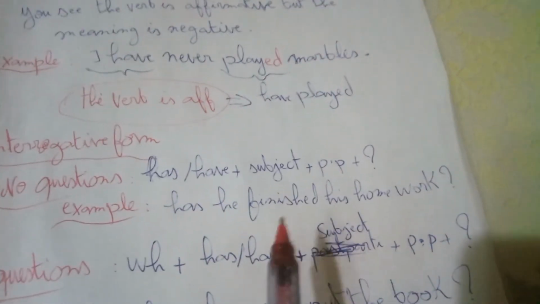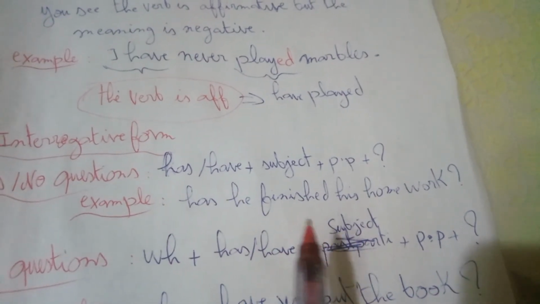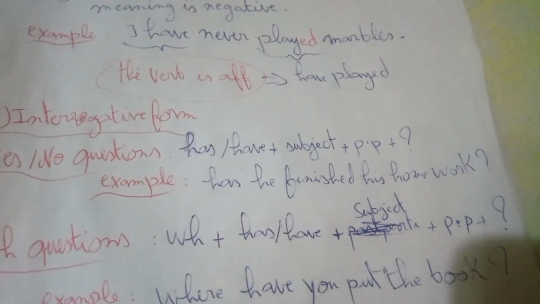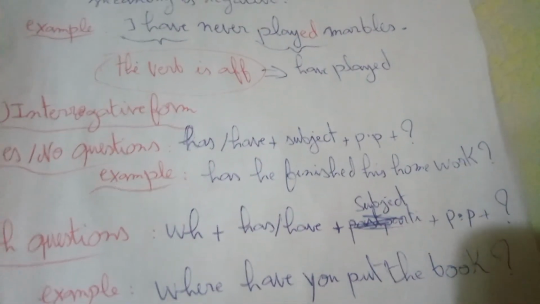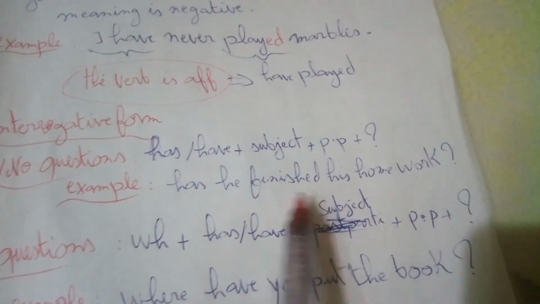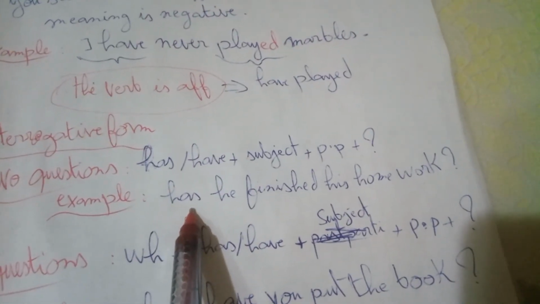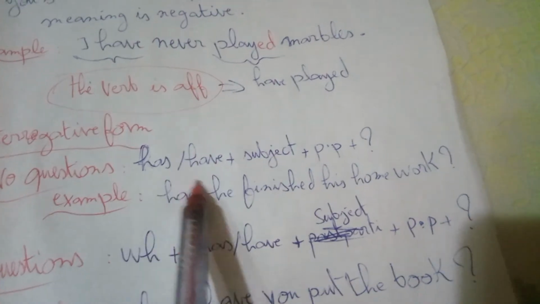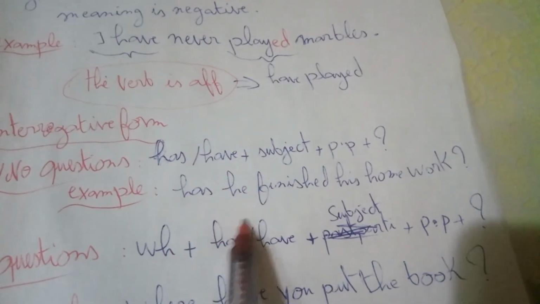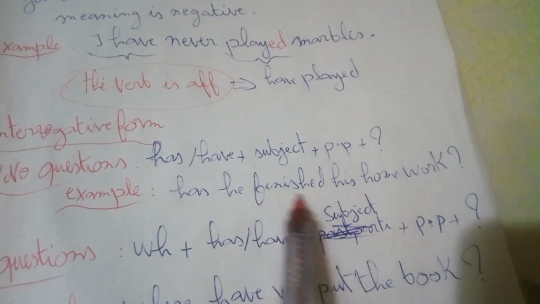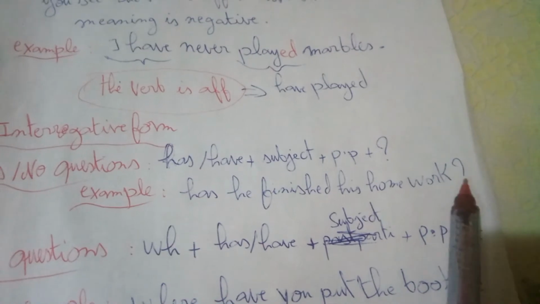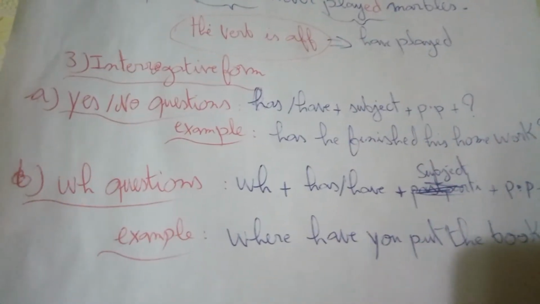Here it is an interrogative sentence, and it is yes or no. Has he finished his homework? The answer is yes, he has, or no, he has not. The sentence in the interrogative starts with has, the auxiliary, after it the subject he, and after it the verb finished, the past participle of the verb. And by the end we have the question mark.